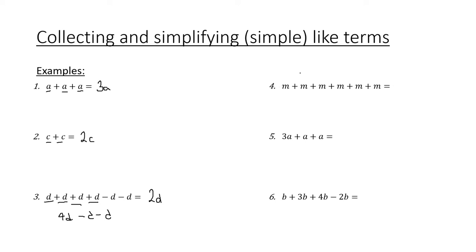Question 4, we've got m plus m plus m plus m plus m plus m. So we've got 1, 2, 3, 4, 5, 6. So we've got 6 lots of them. They're all the same, so we end up with 6m. Question 5, 3a plus a plus a.